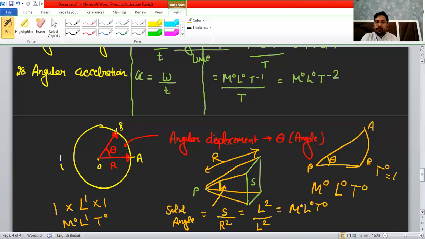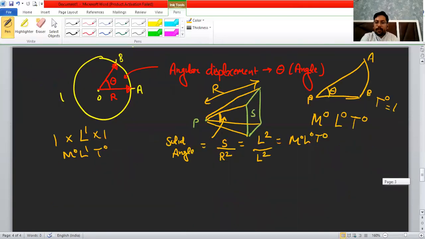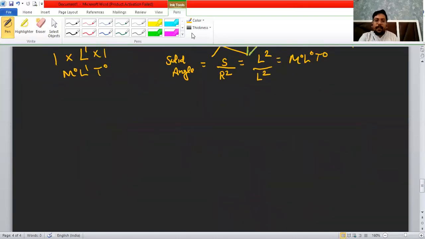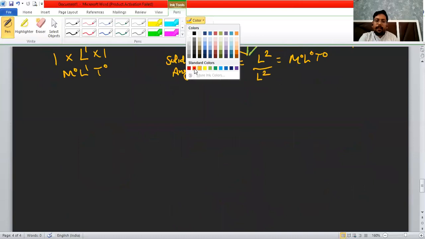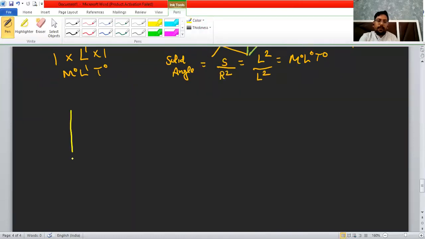So एक बार strain repeat कर दो. Okay. Strain क्या होता है? If we have any wire, see here, suppose this is a cylindrical wire we have.